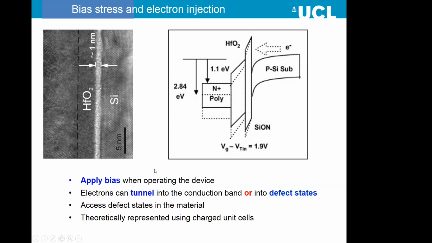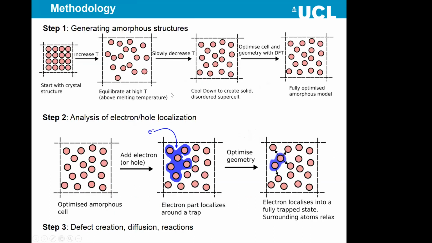So if you apply bias to operate a device, then as it says at the bottom, electrons can tunnel via defect states. And we are trying to understand which defects actually can be involved in this process. Basically, experimentalists and technologists measure current, and so we need to understand which defects can be responsible for that current.